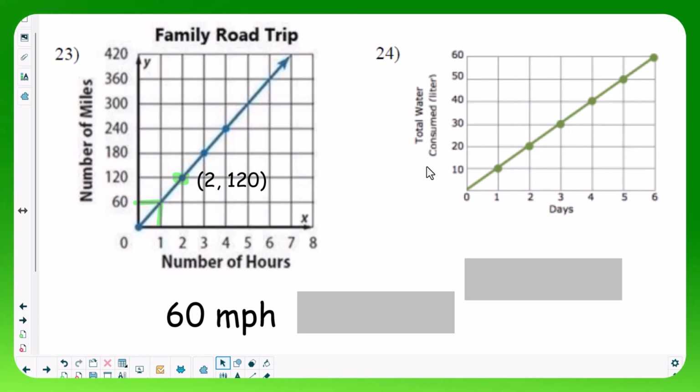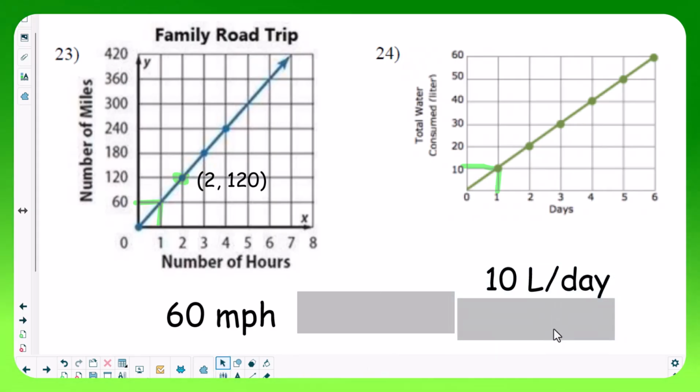In our last example with our graph, we have a certain amount of water that is consumed in liters over a certain number of days. We want to follow the 1 up when we do that. In 1 day, we are consuming 10 liters. So pretty simply, our unit rate is going to be 10 liters per day. Again, don't forget those labels. It really helps us to understand what that unit rate means or represents for us.